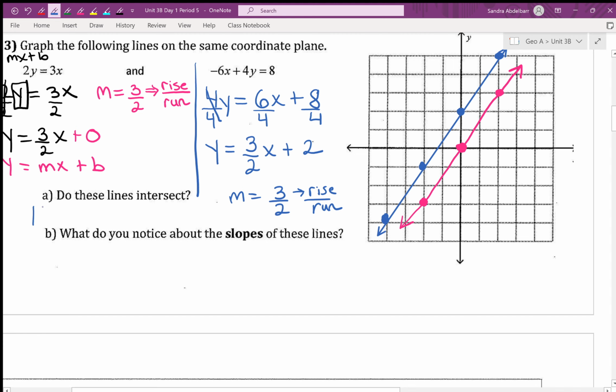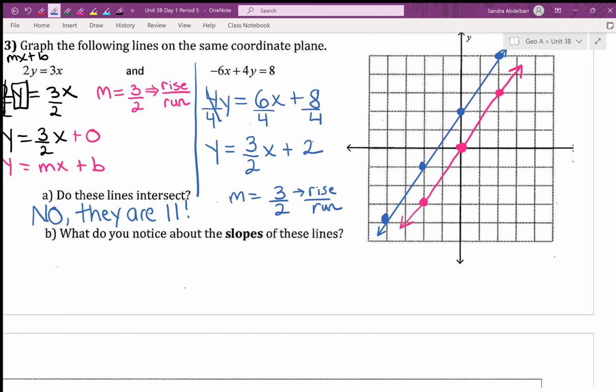No, what are they? What's their relationship to each other? Perpendicular means they make right angles. Parallel, good. No, they are parallel. Did you notice anything about their slopes? Katie? They're the same.